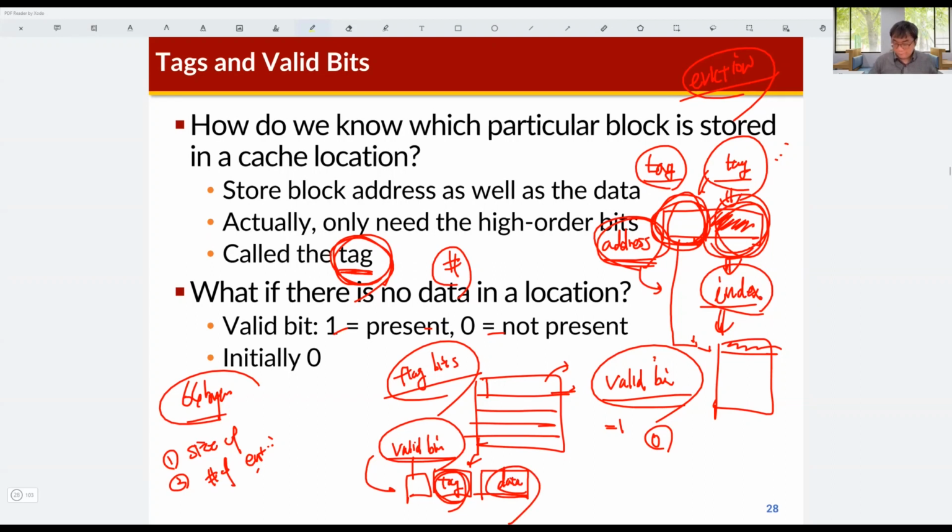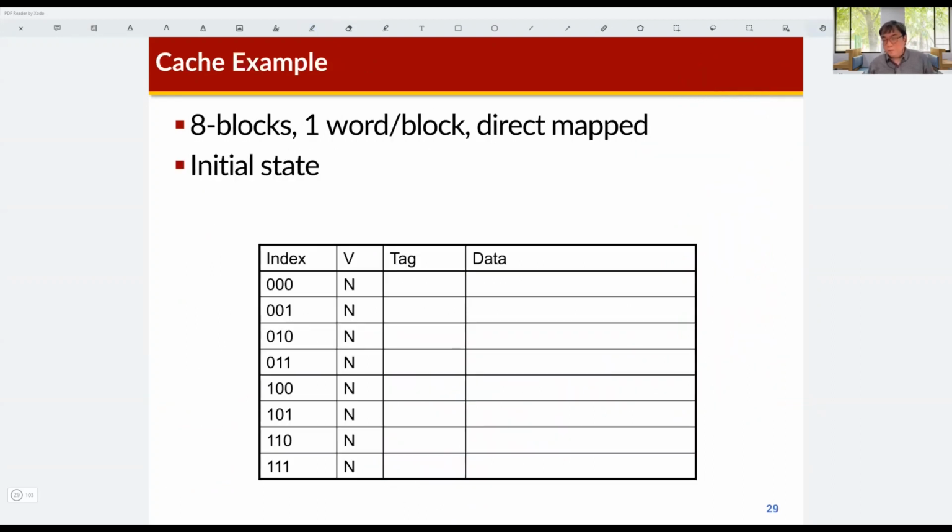Okay, let's see the example. It would be better to see the example to understand this. So this is the cache example. In this example, the cache has 8 blocks, which means the cache has 8 entries, and the size of a block is 1 word.